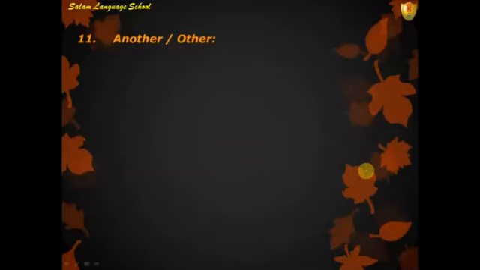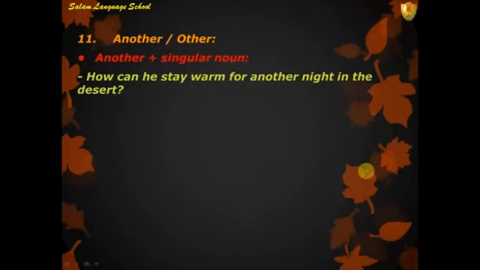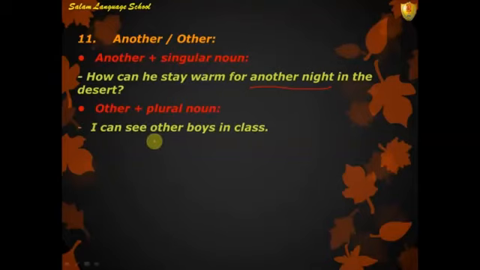Number 11. We have two words here, another and other. The first one, another, plus a singular noun. For example, how can he stay warm, يبقى دافئاً? Stay warm for another night in the desert. But the word other is used with a plural noun. For example, I can see other boys. Other boys in class.